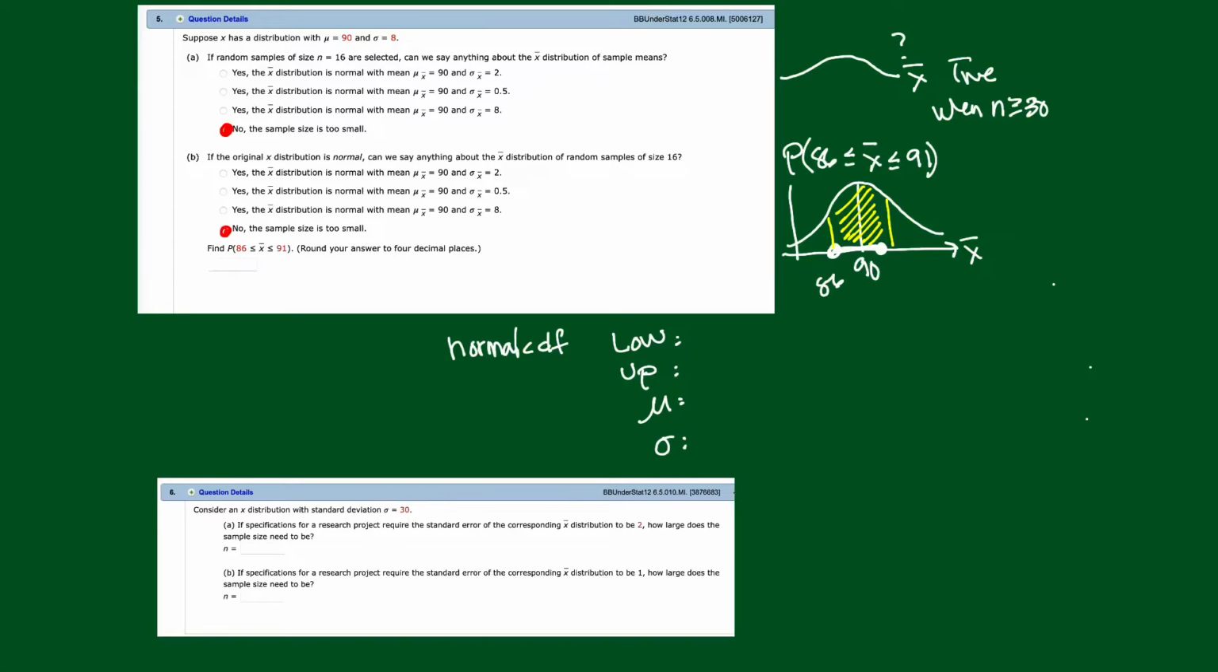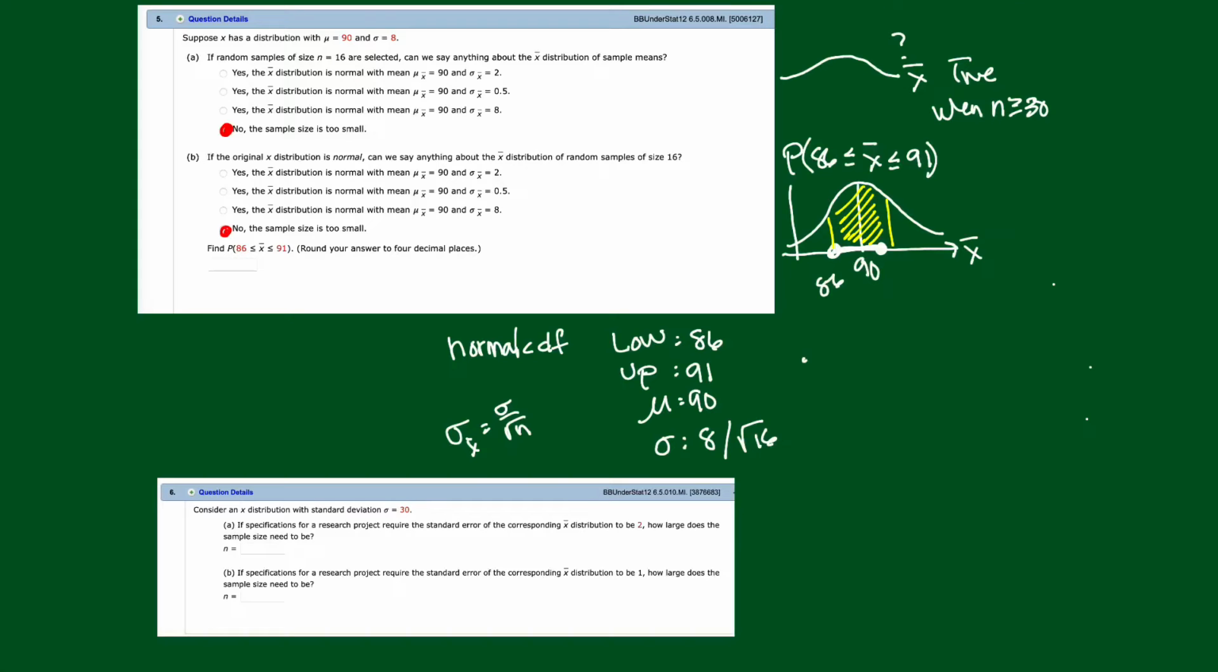So let's go to second, VARS, over to number 2 to get normal CDF. Now the low is 86, so we'll type in 86 here. The upper is 91. The mean is 90. Now, sigma, we've got to be careful here because we have a sample of size 16. Sigma of the X bars is really sigma divided by the square root of n. So the sigma we're given at the top of the problem is 8, divided by the square root of 16. Well, you can do that one in your head. Okay, and then let's compute.